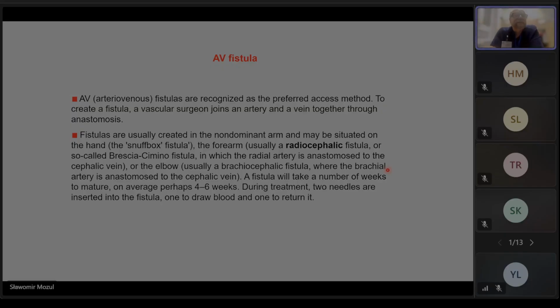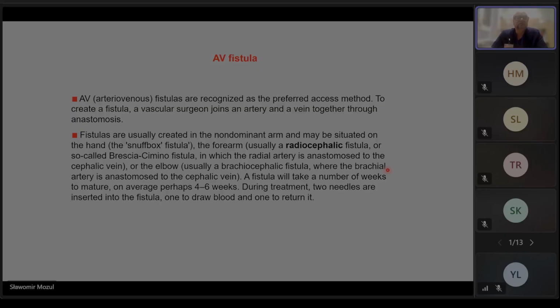Arteriovenous fistulas are recognized as the preferred access method. To create a fistula, a vascular surgeon joins an artery and vein together in an anastomosis. They are usually created in the non-dominant arm and may be situated on the hand.